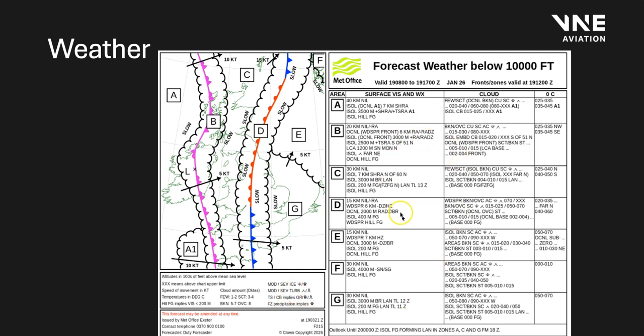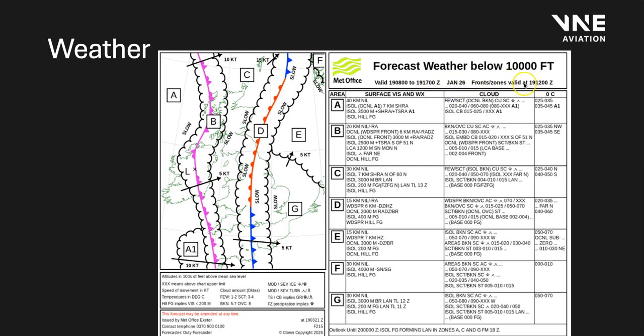And then if we look on the right hand side, this is where the detail is. So at the top we can see it's a forecast below 10,000 feet. So that's of interest to us as VFR pilots. And we can see it's valid on the 19th between 0800 and 1700, and that's in January.